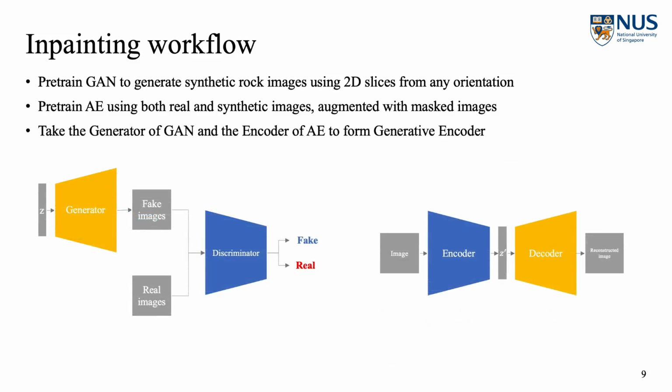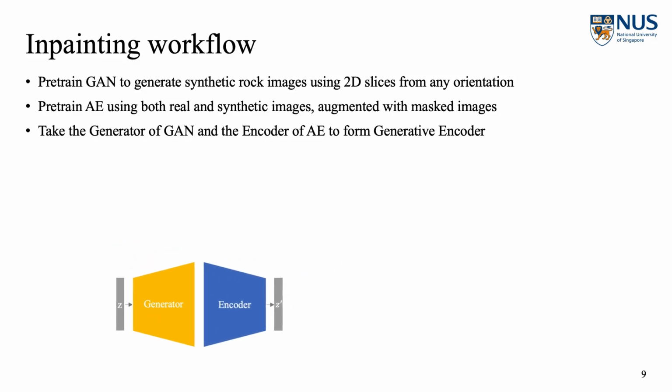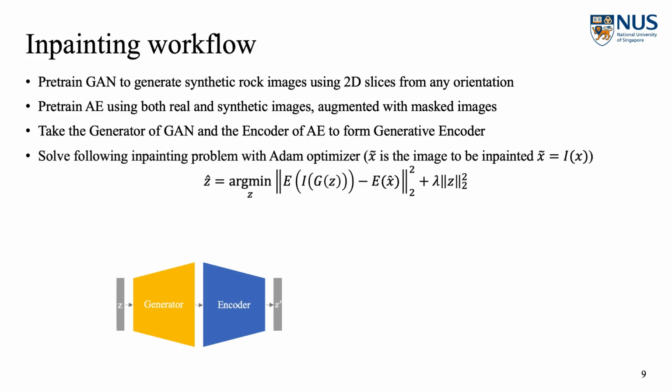After pre-training, the generator of the GAN and the encoder of the autoencoder are combined to form the generative encoder, which offers high-resolution inpainting results. The inpainting problem can be solved by solving this function. X tilde is the image to be inpainted.